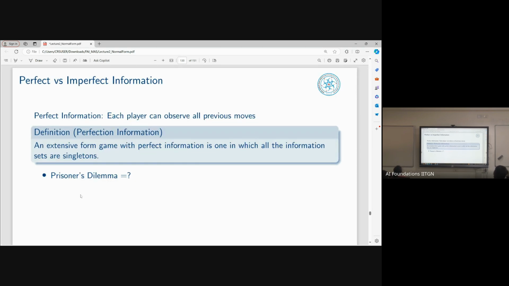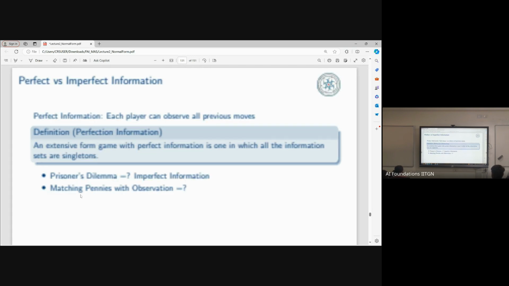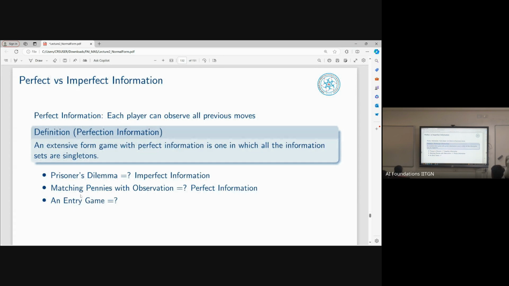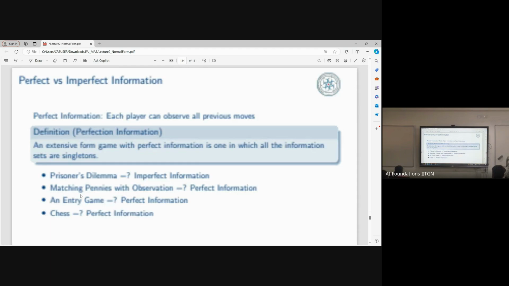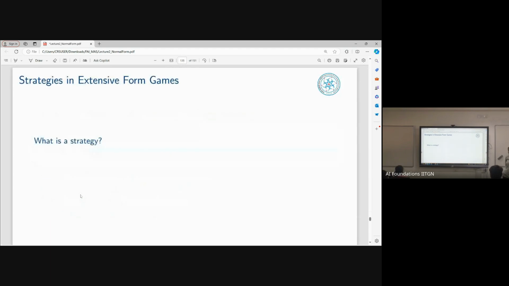So Prisoner's Dilemma was a game of perfect information, right? No, imperfect. Okay, so at least two of you are paying attention. Matching pennies with observation, perfect information. An entry game was also perfect. Chess is perfect. So now let's come to the other part.